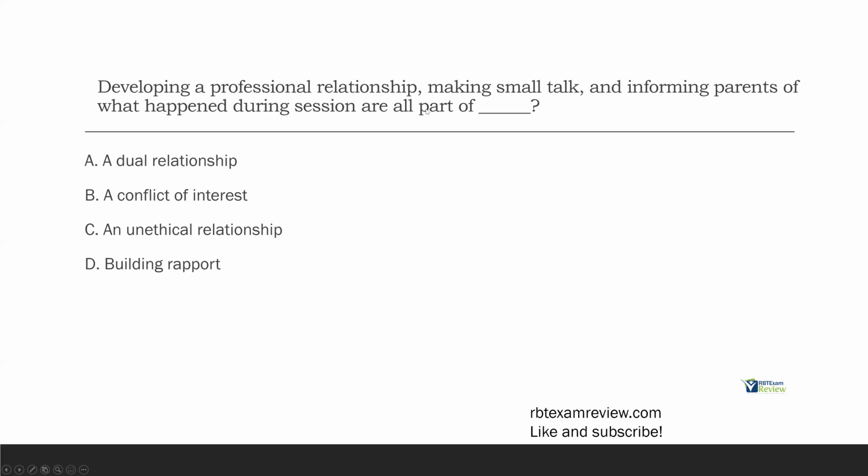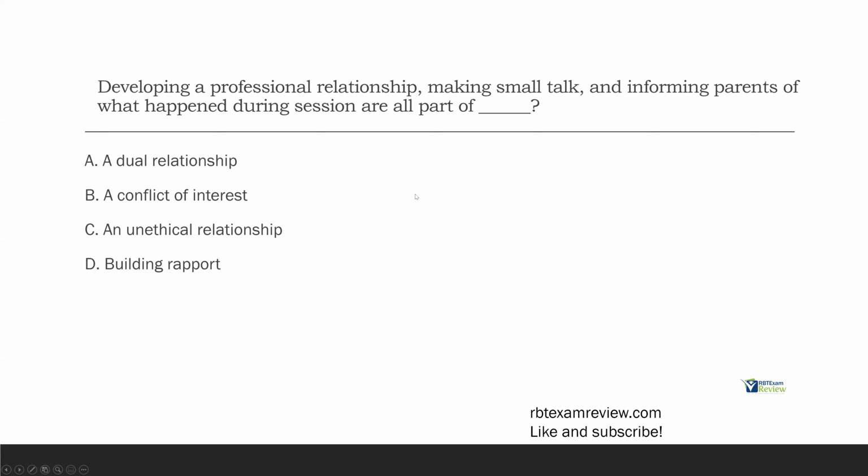Developing a professional relationship, making small talk, and informing parents of what happened during session are all part of what? This is a crucial skill for an RBT to have, not only for clients, but for parents. Extremely important for clients, don't get me wrong, but also for parents. You want that parent to be comfortable with you. You want that parent to like you. You want that parent to feel safe with you. You want that parent to feel that their kid is safe with you. And you do that by doing these things, right?